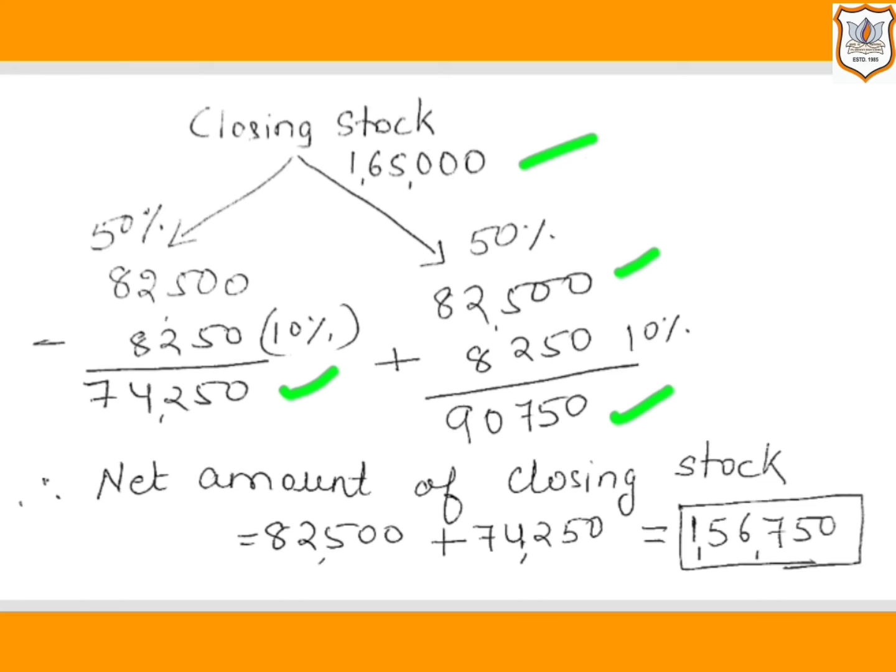74,250. So here the market value of the 82,500 portion is 74,250. Since we have to take the lower value, 74,250 is the lower value here, and in the other 50% portion, 82,500 is the lower value. So 82,500 plus 74,250 comes to 1,56,750. So our value of closing stock is 1,56,750.